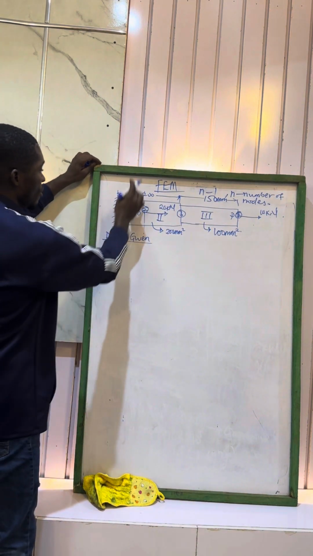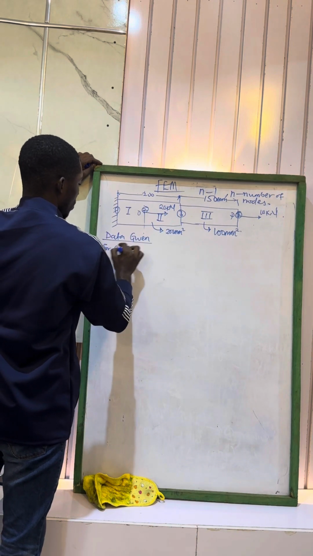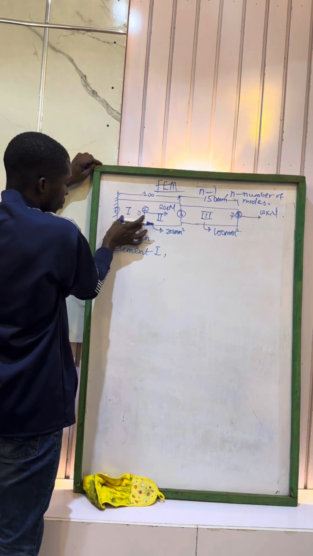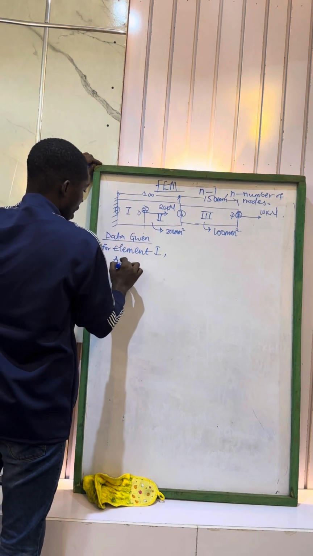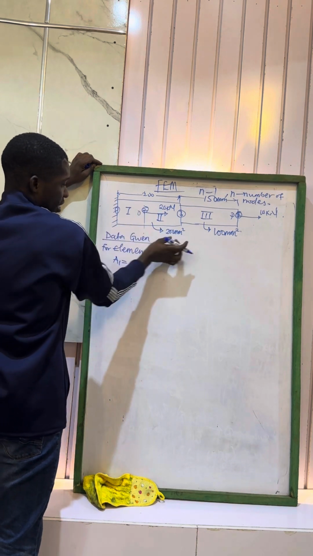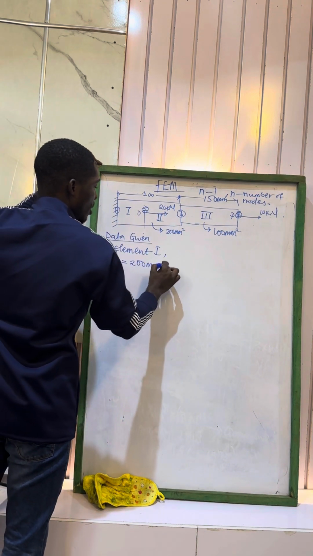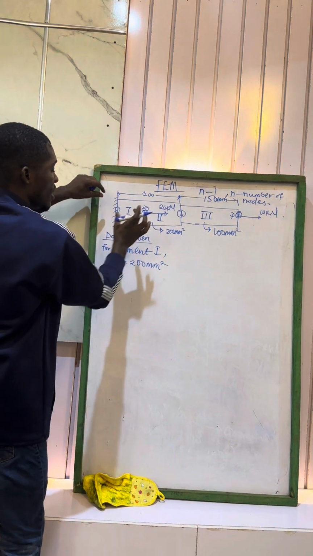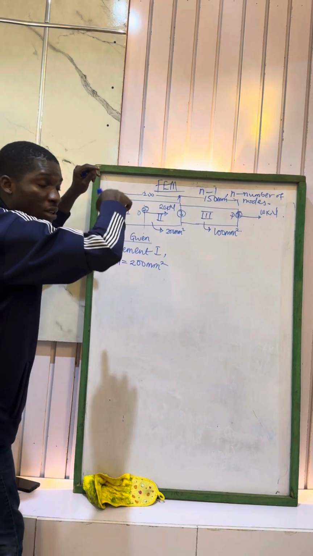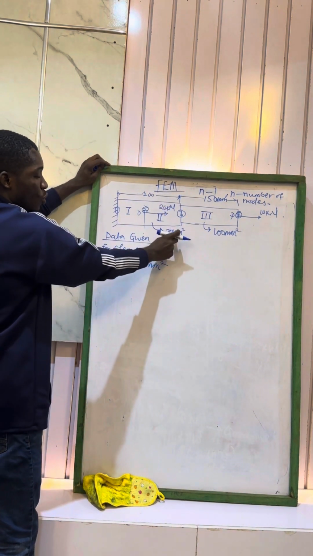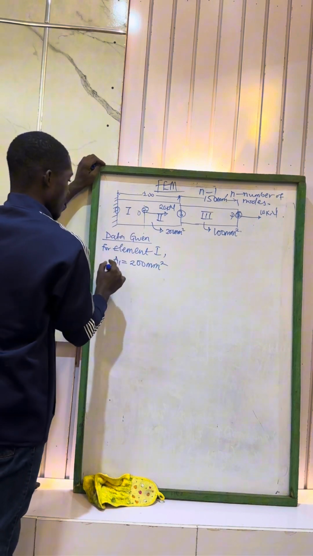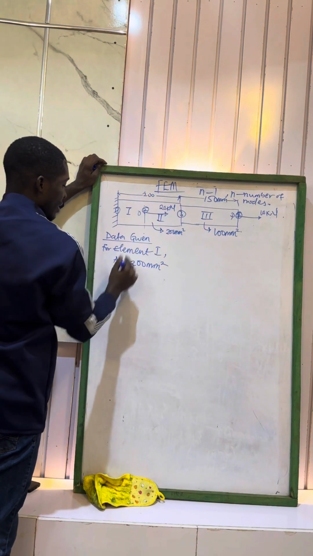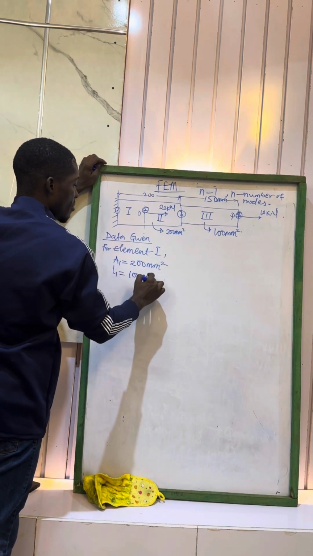So how do we solve this? Given the data, let's consider element one and write its parameters. The area we're being given is A1 equals 200 millimeter squared, because we are considering the surface area, not any other area. This is going to be circular, so the surface area of this rod is 200 millimeters squared, which I call A1. Then for the length, L1, from here to here is half of this entire length, which is 100 millimeter.